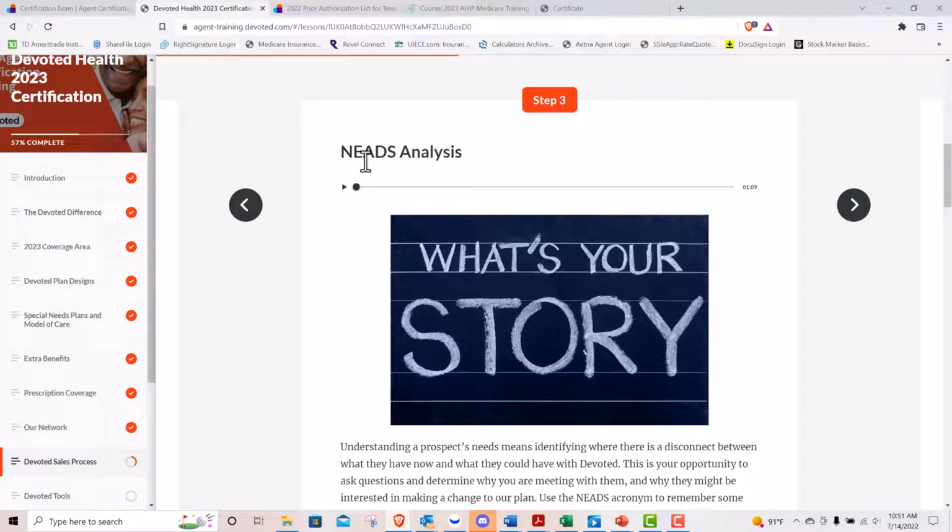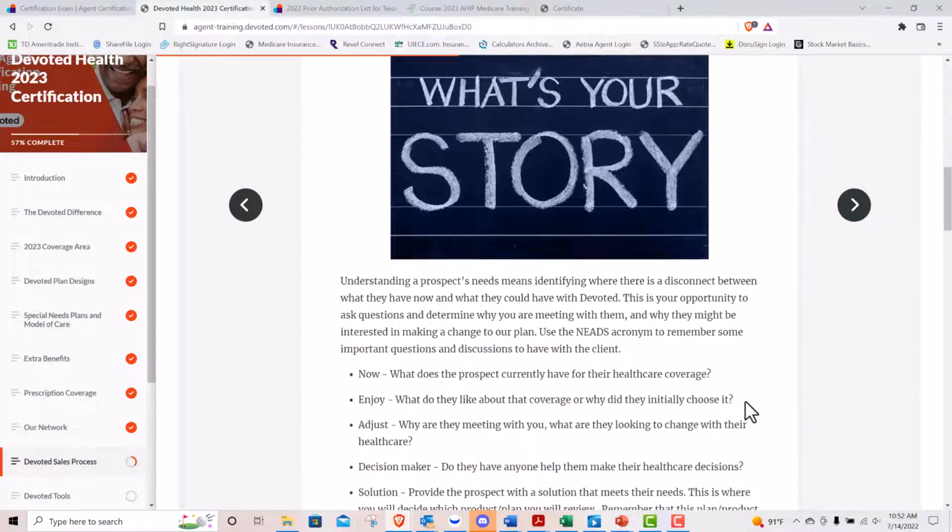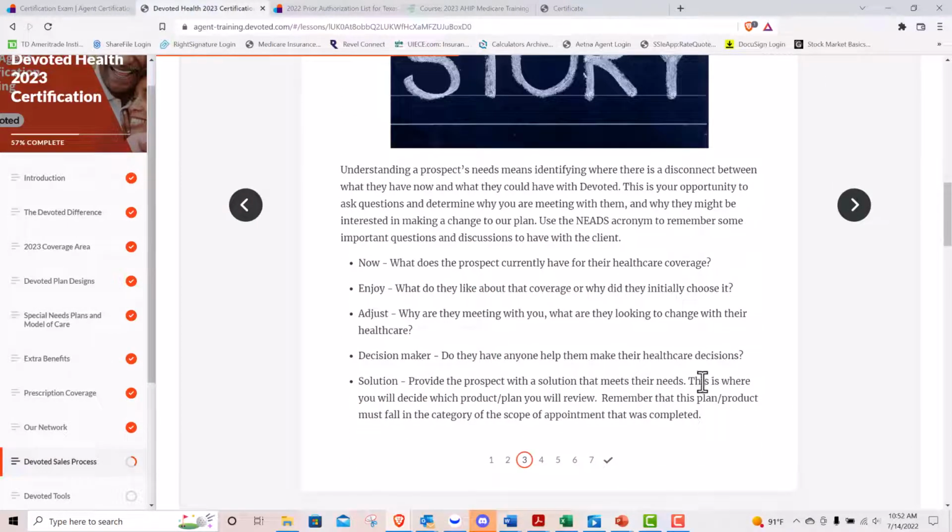Needs analysis. Oh, here it is, needs analysis. I've seen this before. So what do you currently have now? What do you enjoy? What would you change? That's the A, it's adjust. What would you adjust in your health plan? Decision maker: do you have any other person that's helping you make this decision? And where are they? Why aren't they here? And then of course the solution, providing a solution or a product to provide them with this answer that they so desperately require.